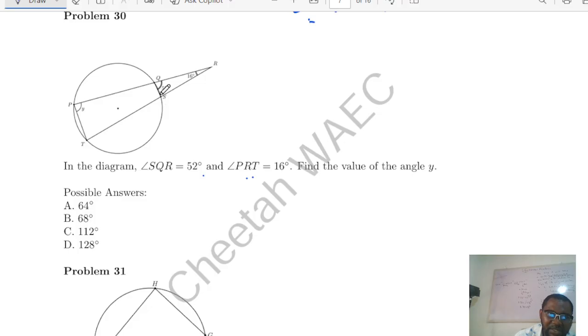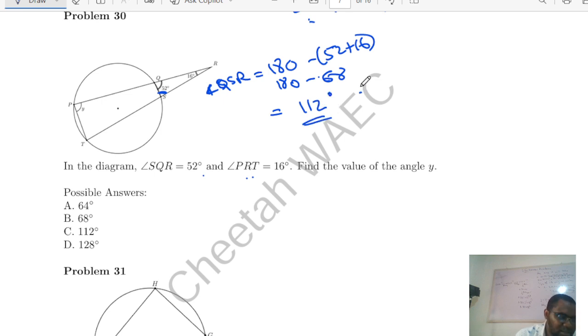I think I can find this missing angle first of all. This missing angle that makes this a triangle, because this is supposed to be a triangle, right? It's a triangle. So I'm going to call that angle QSR, which is equal to 180 minus 52 plus 16. So that will be 180 minus 68, and that will give us 112, I guess. Yeah.